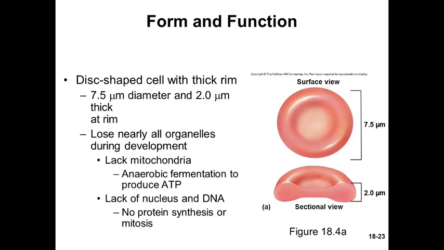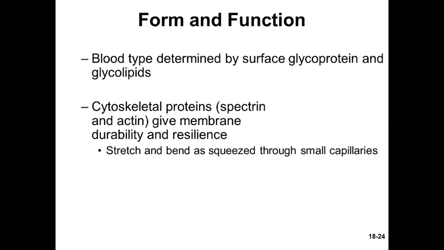One of the other characteristics about red blood cells is that as they become mature red blood cells, they lose their nucleus, they lose their DNA. There's no longer any protein synthesis or mitosis occurring. These cells are not able to divide to replace themselves, so they must be made from the stem cells. They also lack mitochondria, so they have very, very little metabolism, some anaerobic metabolism or fermentation to produce ATP, but very little need for metabolism.